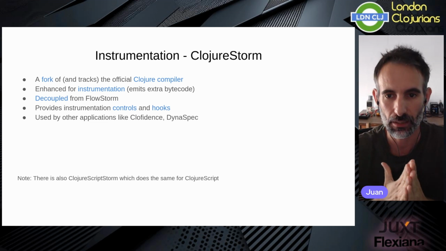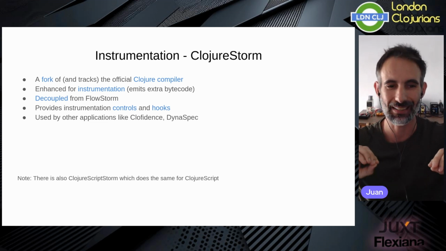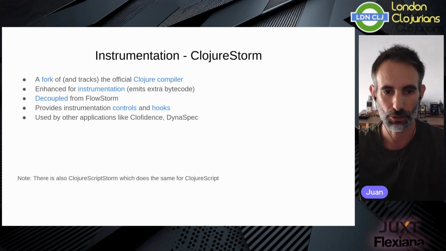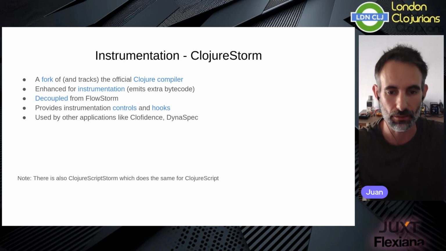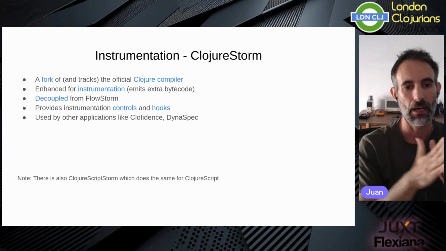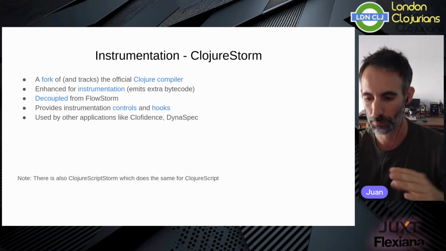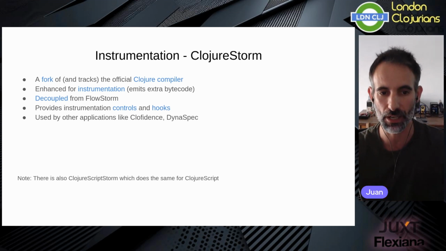It is a project. Currently the official Clojure compiler doesn't have any instrumentation-related stuff. So it's good for compiling things, but you cannot hook into it to trace what your code is doing. So ClojureStorm is a fork that tracks the official Clojure compiler. It enhances it with instrumentation, so it's going to emit extra bytecode.